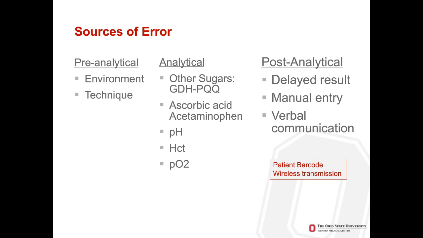Analytical errors, on the other hand, might involve the actual measurement process itself. And so some sources might be, as I stated in the case of glucose dehydrogenase, other sugars, and ascorbic acid and acetaminophen might interfere on this process, as well as other things like oxygenation, hematocrit, and pH.